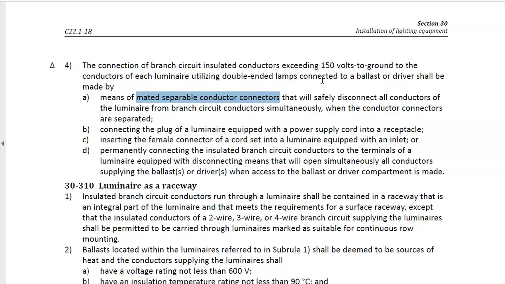They're talking about those little orange ballast disconnects that you get inside of a fixture. Every new fixture that you buy these days usually has those inside. Older fixtures, when you are reading, you're supposed to be placing these things in there. It says the connection of branch circuit insulated conductors exceeding 150 volts to ground, meaning that if you are less than 150, so 120 volts, you don't need to necessarily have them on there. So low voltage is not required, but anything that's 347 and higher is required so that you're going to be able to unplug that to do the ballast change.